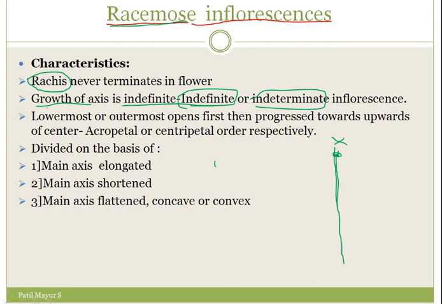Then we will see the different patterns of the flower. Here the lowermost or outermost flower opens first, and then opening progresses towards the upward or the central part. That means if we draw here, if this is a flower, this is the outermost and lowermost, then they get smaller like this.